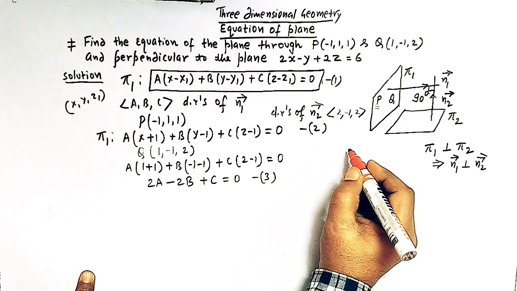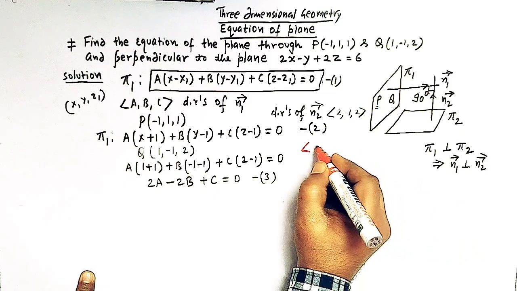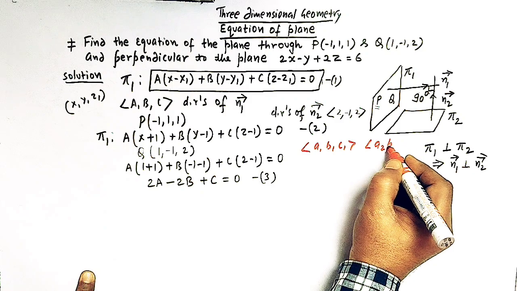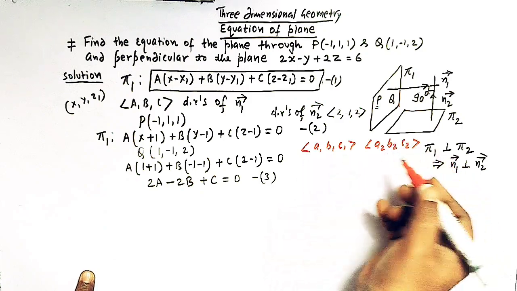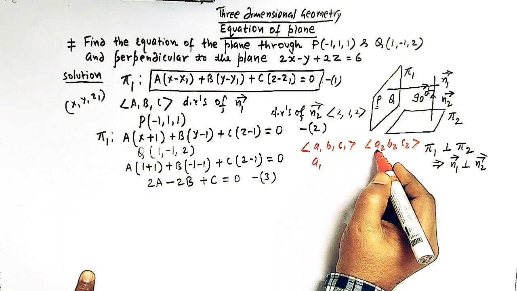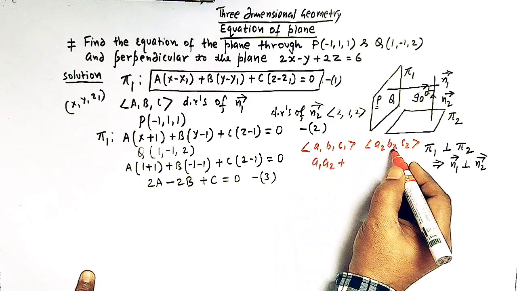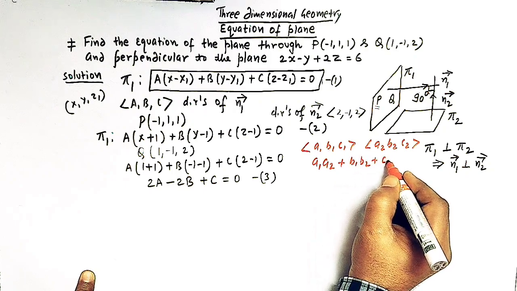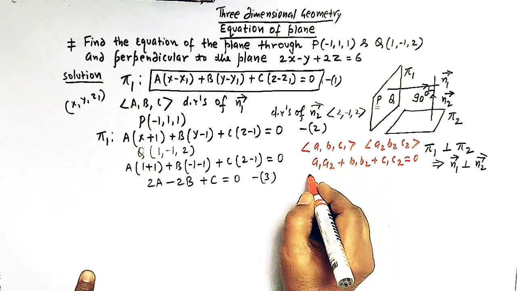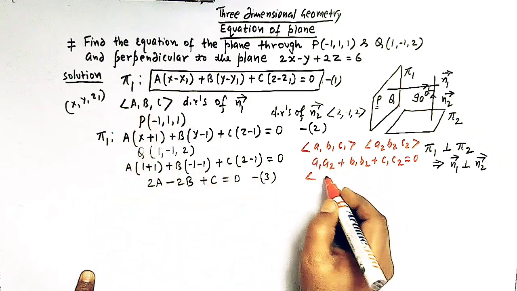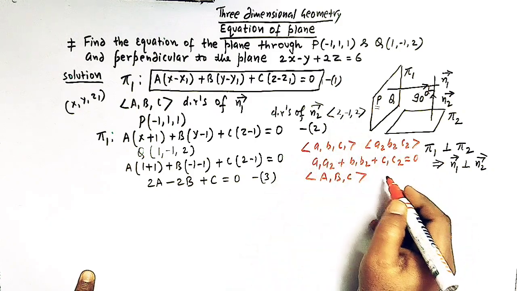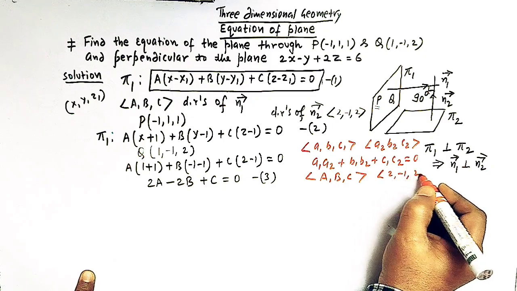When two vectors are perpendicular and they have the direction ratios as a1, b1, c1 and a2, b2, c2, then the condition for perpendicularity of two vectors is given by a1 times a2 plus b1 times b2, and then we have c1 times c2 is equal to 0. So here a1, b1, c1 may be taken as a, b, c, and then a2, b2, c2 may be taken as 2, minus 1 and 2.